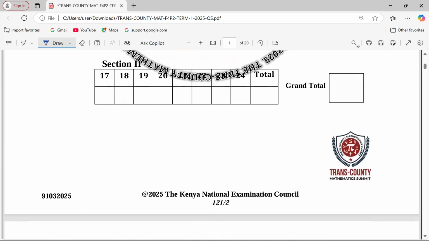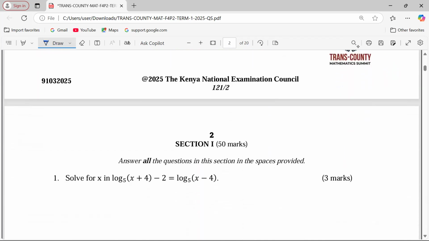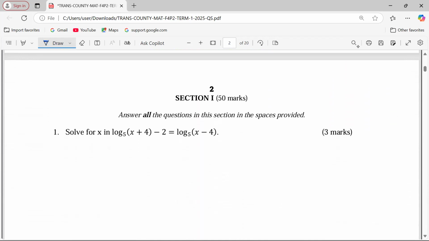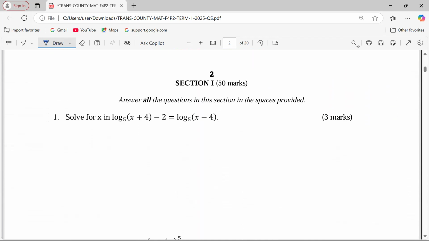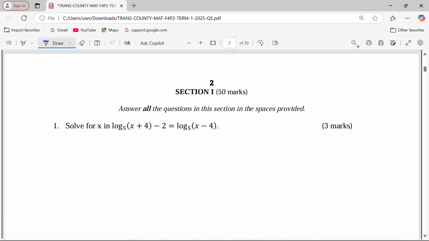We're going to discuss section 1 of this paper and later section 2 of the same. Number 1, solve for x in the log of x plus 4 to base 5 minus 2 equals the log of x minus 4 to base 5. So we're going to apply a few laws here that govern logarithms. I'll be stating the laws, then I apply them.